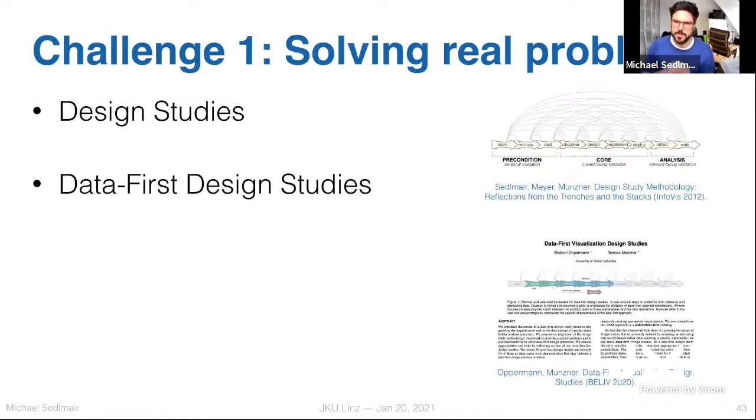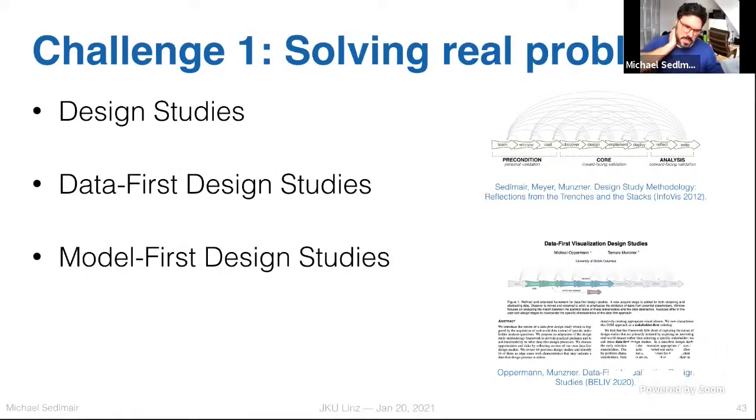You don't necessarily need to start with people out there in the wild. You can also start with data. So you have some interesting data set and you want to still make some impact. Here's a paper from Michael Oppermann, my previous master student, who is now doing his PhD with Tamara Munzner in Canada, where they say let's do data first visualization design study. So we start with the data and then we reach out to people.